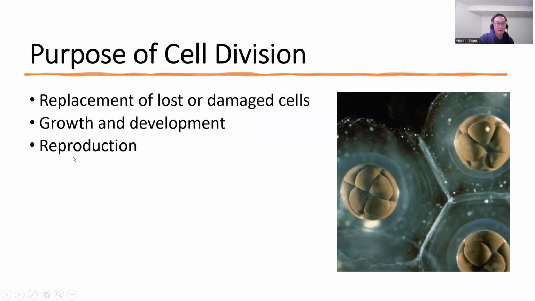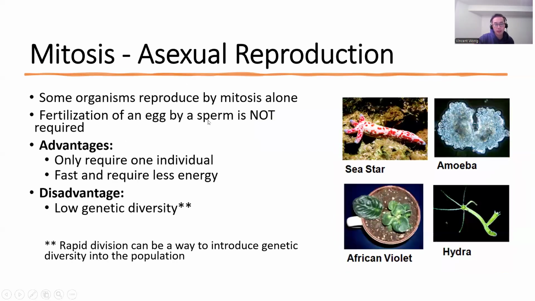That's not necessarily true for all organisms. For humans, we don't use cell division for reproduction. We do sexual reproduction, where you need two individuals, each contributing half of the genetic material. But some organisms, like these ones, do asexual reproduction. There's no sperm or egg involved, and they can do it all by themselves.